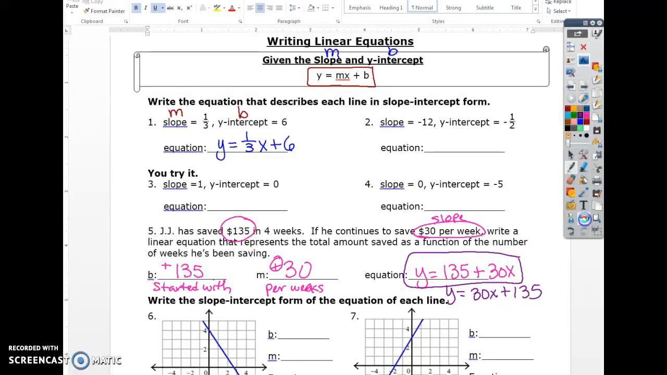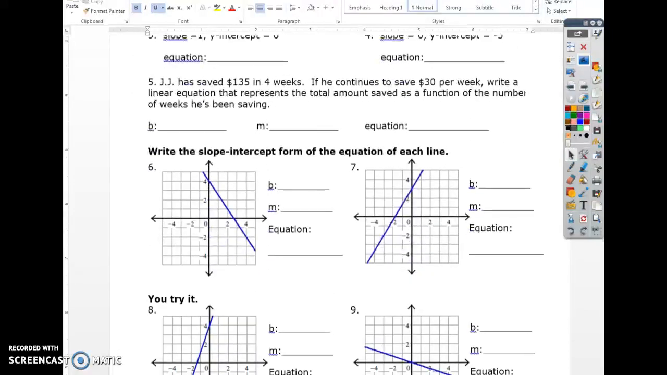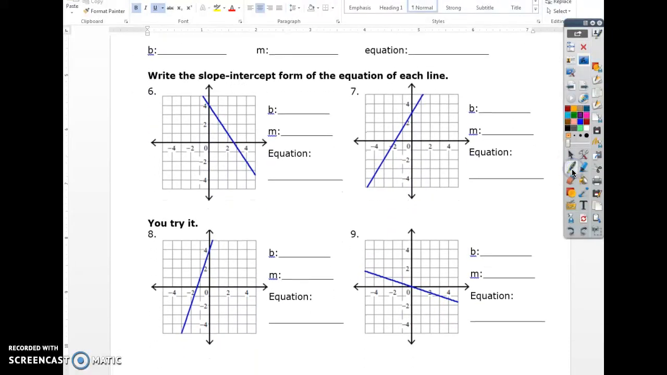Problem number 6, you need to pick some pretty points. So here's a pretty point, here's another pretty point, here's another pretty point. The easy way would be to put these points in a table and put it in stat, and get the equation. That's easy. So the first point is 0, 4. Second point is 2, 1. And the third point is 4, negative 2.